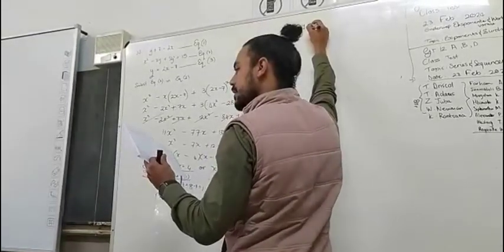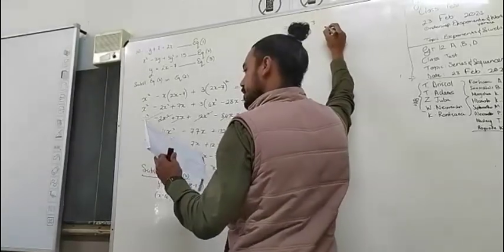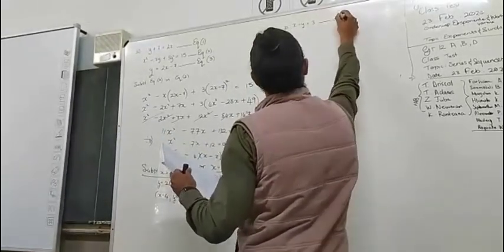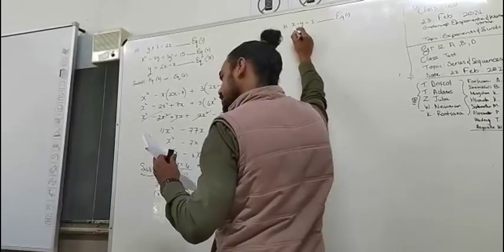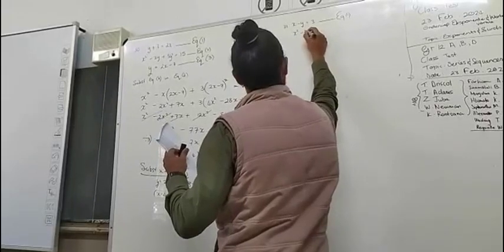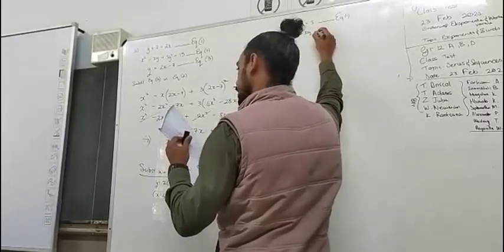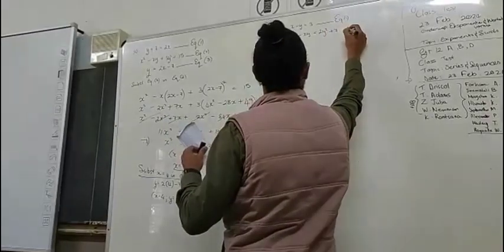x minus y is equals to 3, equation 1, and then the other one is x squared plus 7.